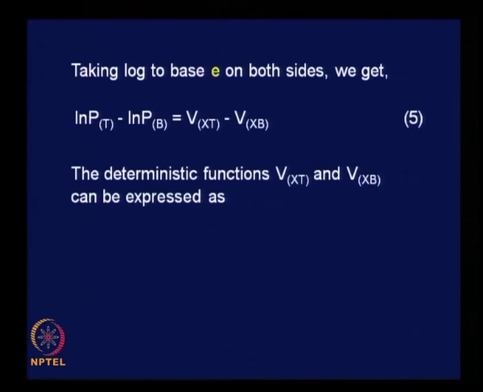The deterministic functions Vxt and Vxb can be expressed as follows. In fact, they are deterministic utility functions pertaining to train and bus. Now we need to get some functional form for these two utility functions. For that we need to know what are the variables or factors that we are going to put into the utility function.